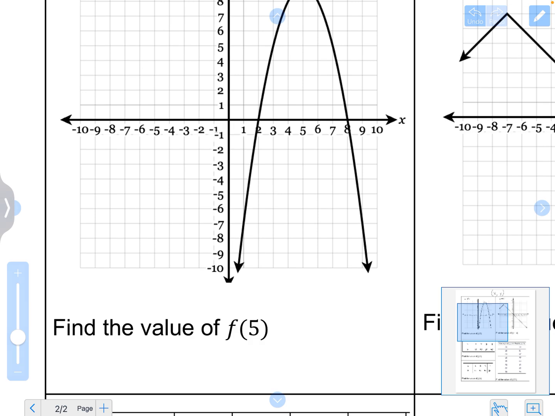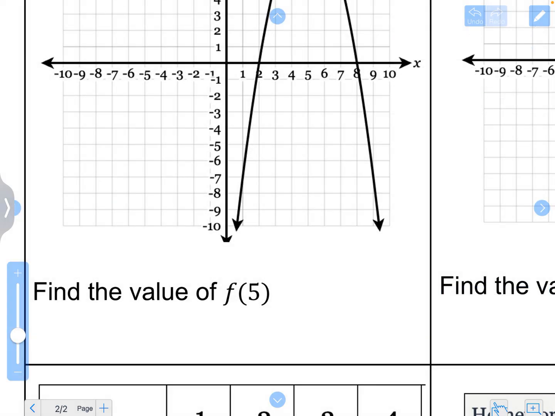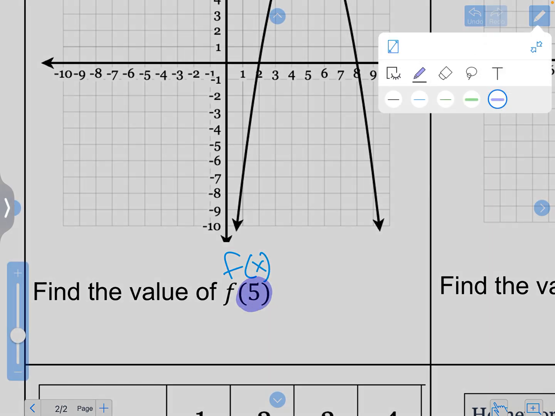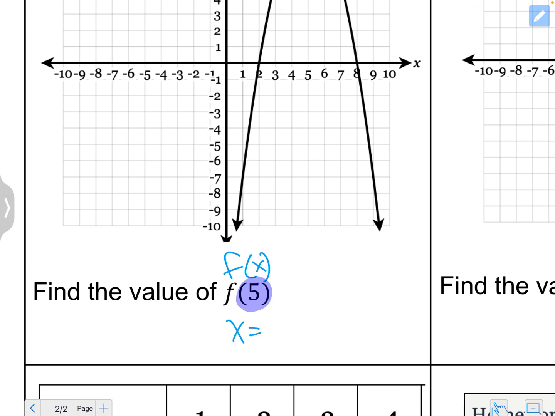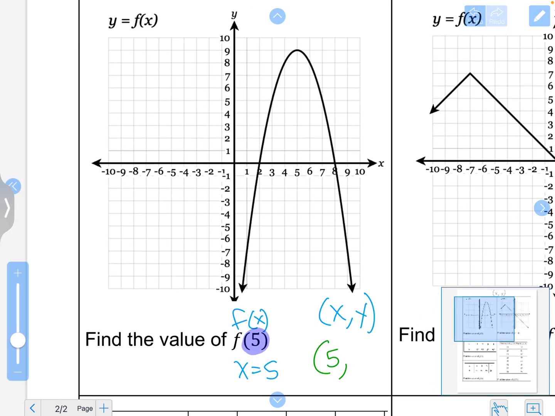So here they have given us f of 5. So normally we write this as f of x. So our input is our 5. So that means that x equals 5. And so what we're looking for is whatever our y value is when x equals 5. So if our point is 5, where are we going to find our y?